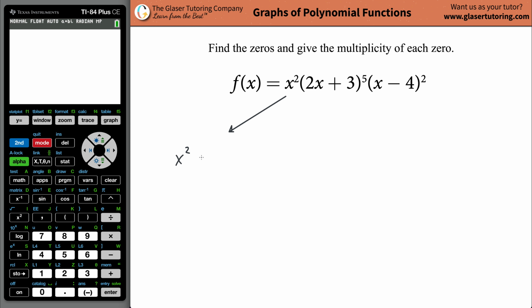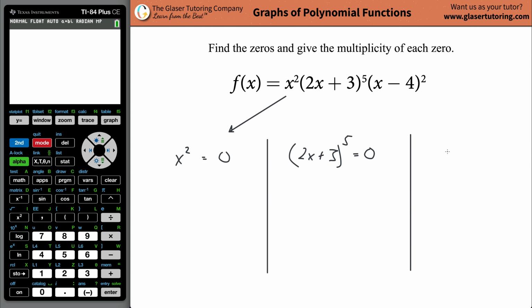So we've got x squared being equal to 0. Then we're going to take (2x plus 3) raised to the fifth equal to 0. Now, you'll see one thing that we can skip over, but I'm going to include it right now. So what I'm doing is including those powers, but we probably don't need them. I'll explain why in a second.